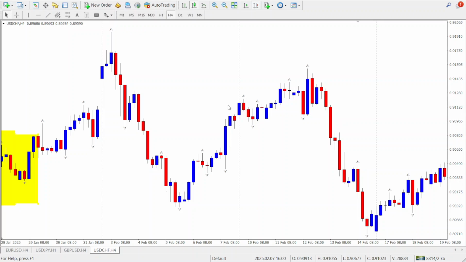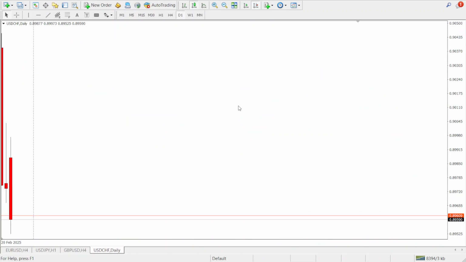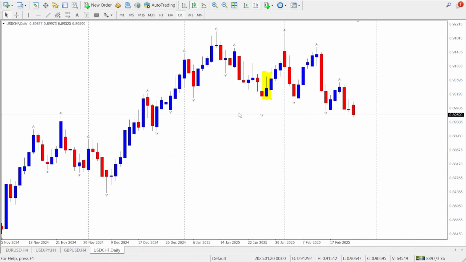And finally, fractals work on any time frame. Whether you trade the 1-minute chart or you trade the daily chart, fractals are consistent across all time frames. They allow traders to zoom in for scalping or to zoom out for swing trading, making them an adaptable tool.